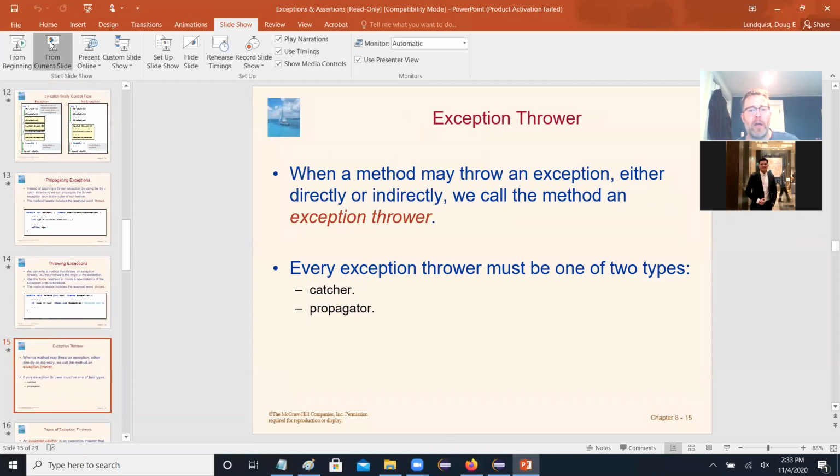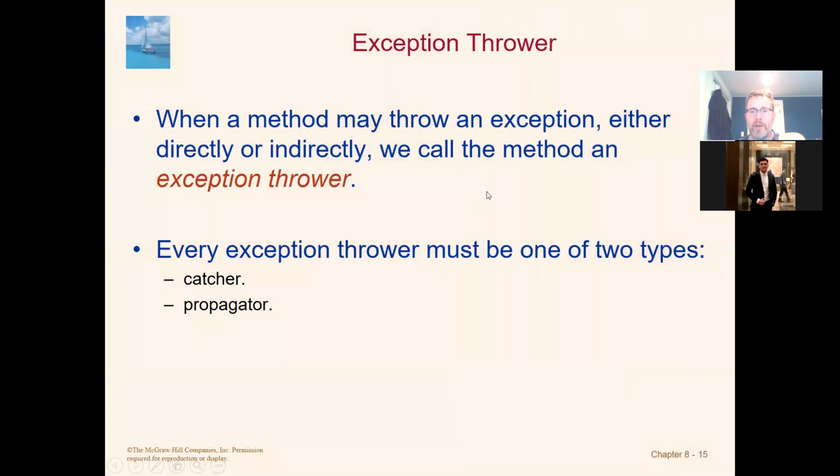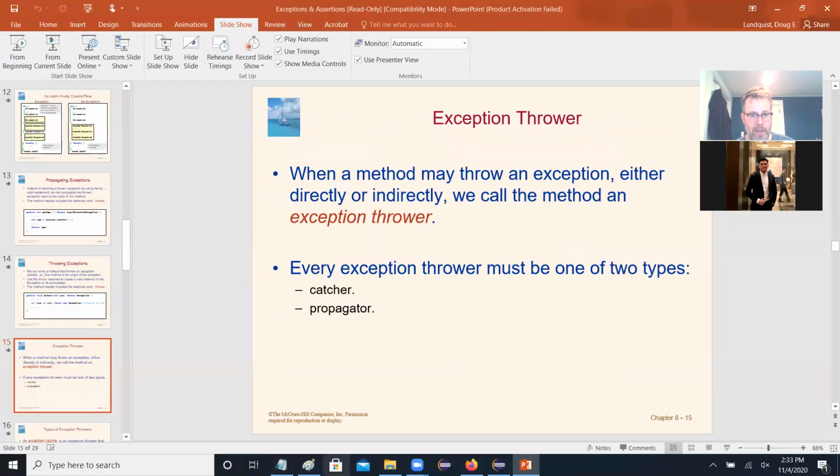Now, a method that throws an exception, either one that happens in the method directly, or indirectly, where it passes backward an exception that happened in some other method, is called an exception thrower. That's something that can create the exception. An exception can occur that the method has to deal with. And anytime there is an exception, the method has to be one of two types. It has to be either a catcher that can process it locally, or a propagator. It kicks it backward. So, key things.